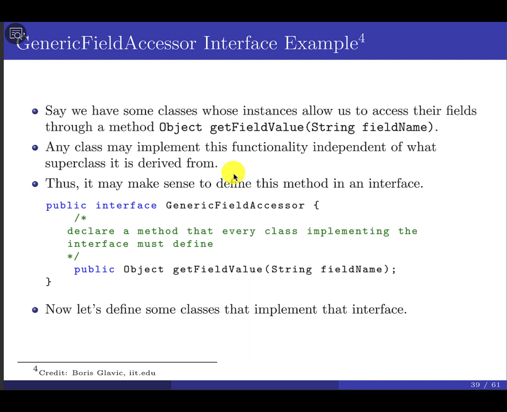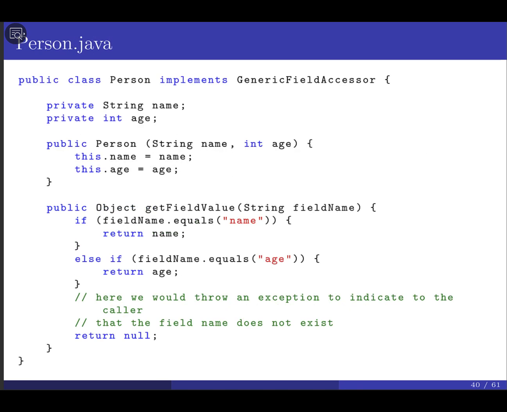So again, this is the structure. These are the rules. This is the method, how it looks. Then every single class must implement this interface in order to achieve this code that you're looking for. This is just an example, maybe a weird example. Any class may implement this functionality independent of what superclass it is derived from. Let me go to the next slide and give you an example here.